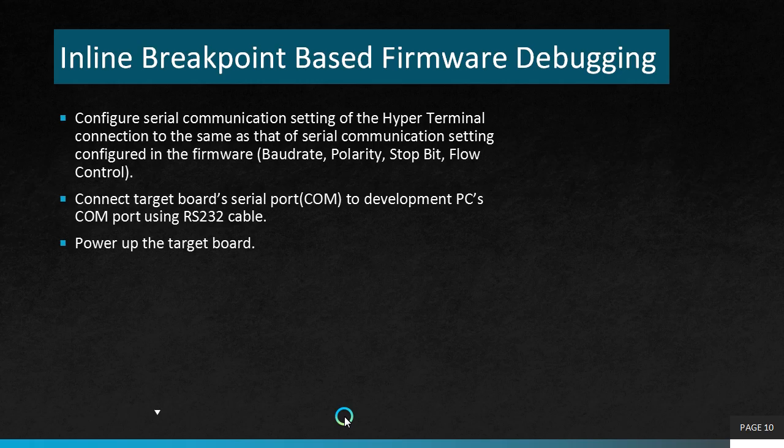Then we'll just power up the target board. Here, depending on the execution flow and the inline debug codes inserted in the firmware, you can view the debug information on the hyperterminal. If the firmware is error-free and the execution occurs properly, you will get all debug messages on the hyperterminal.